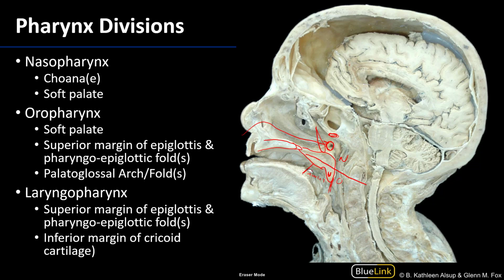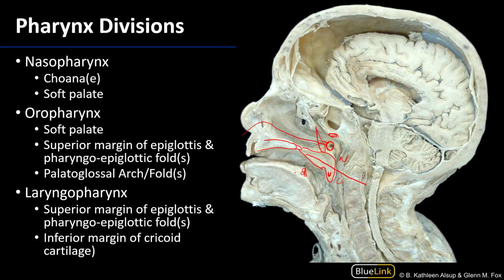And I'm going to erase this so we can see some features here that I would like us to see. If we turn our attention to the tongue, this isn't really so much a learning objective in this session, but I think that it is very helpful to see. We can see these large circumvallate papillae, and these are going to be just adjacent to the terminal sulcus of the tongue.